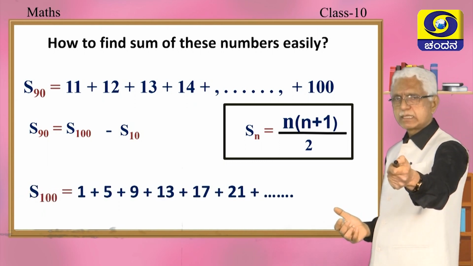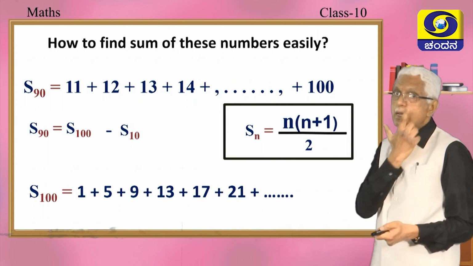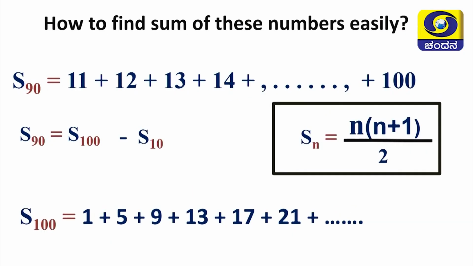Similarly, here is one more example, my dear children. S100: 1 plus 5 plus 9 plus 13 plus 17, they have given you an arithmetic series. What is the first term? A is 1. What is the common difference? 5 minus 1 is 4. How many terms are there? Remember, S100 they have given you, so there are 100 terms. Okay, A is 1, D is 4, N is 100.